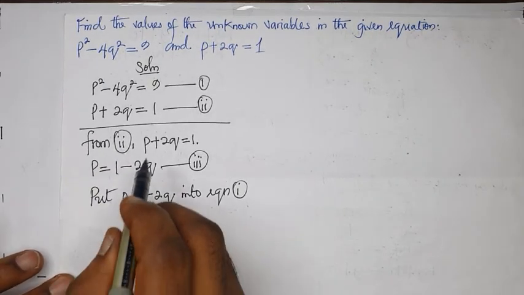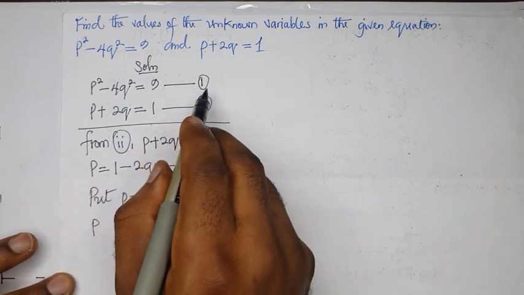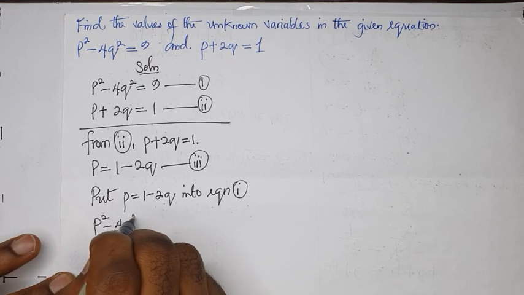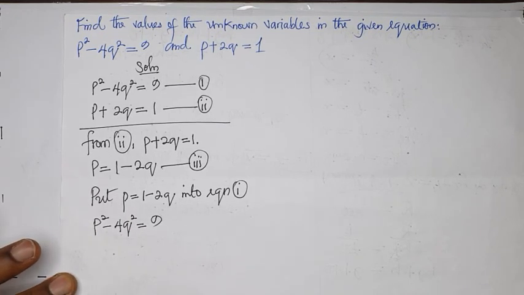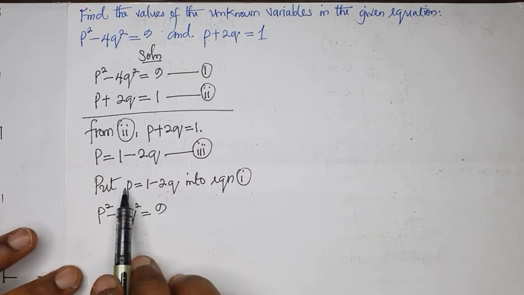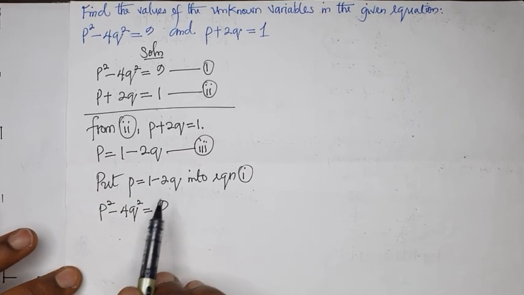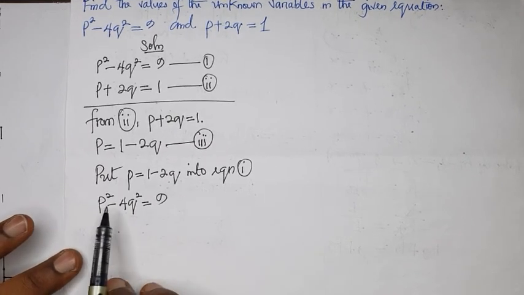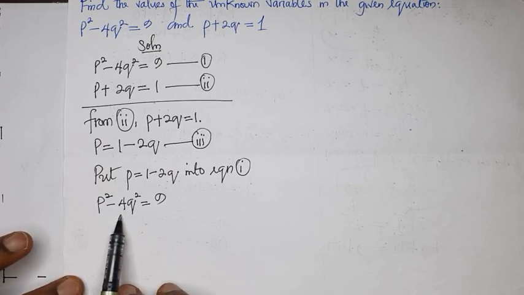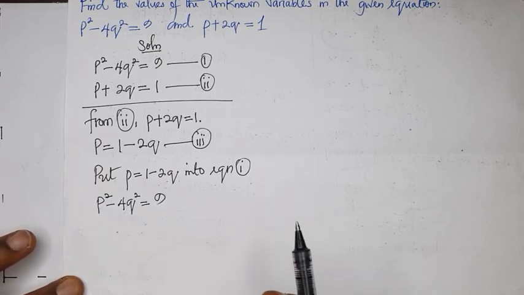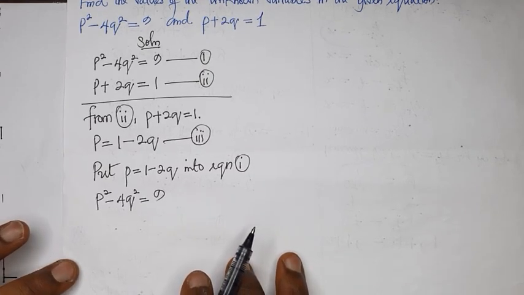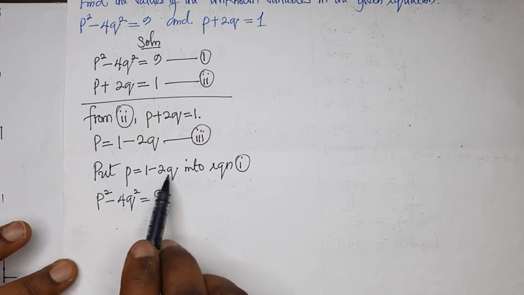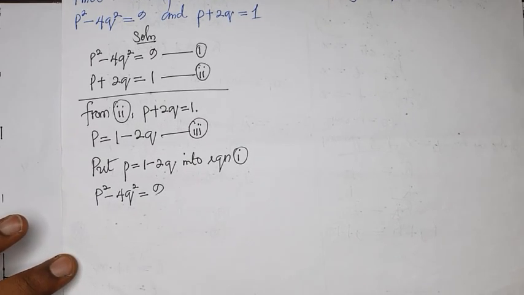So if I do that, the first thing I already know is that in equation 1 we have p squared minus 4q squared is equal to 9. This is what we know. So I'm going to be substituting the value of p, which is 1 minus 2q, into this equation 1. But notice something. Do you see difference of two squares here? I can choose to simplify it first before solving, maybe to make my work easier. So let me just do a little simplification before substituting the value of p into equation 1.